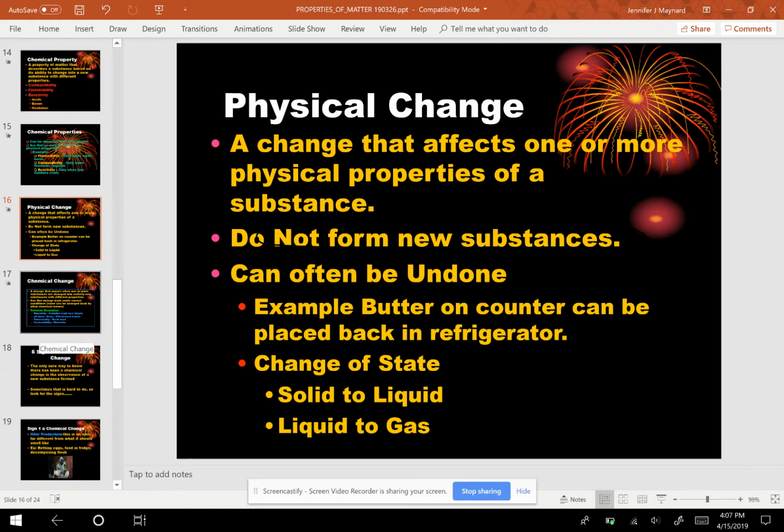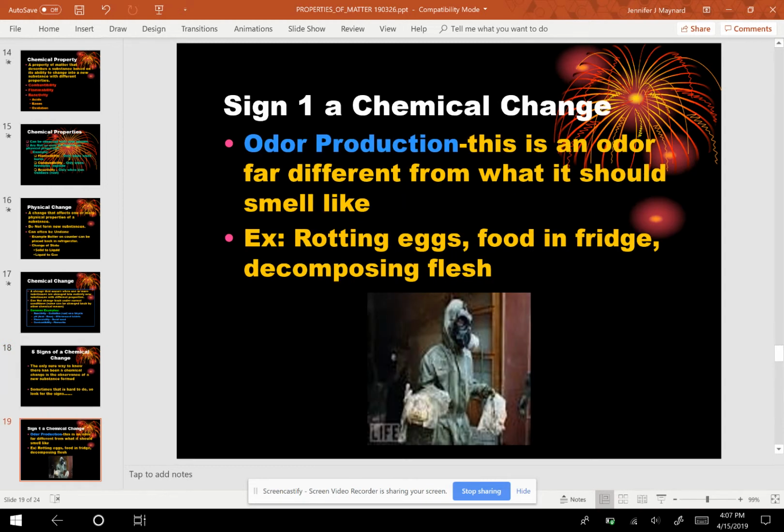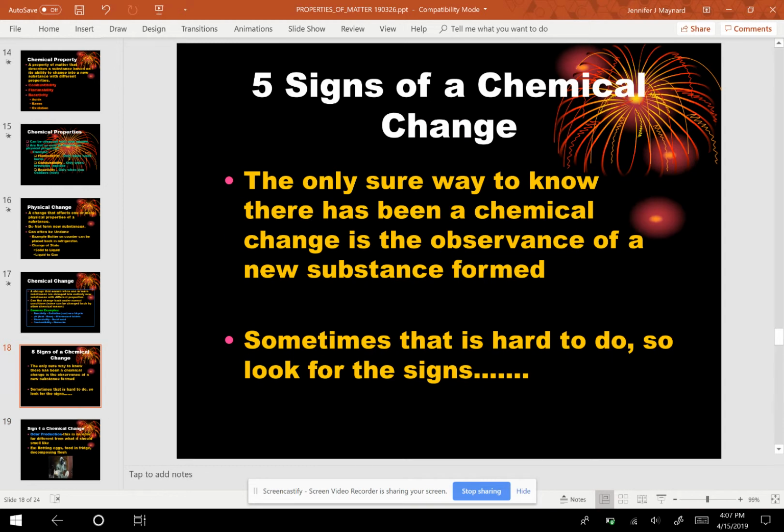And so that's the idea of a chemical change. Five signs of a chemical change. The only sure way to know there's been a chemical change is the observance of a new substance formed. And so sometimes that's really hard to do. So scientists look for basically a couple of things.